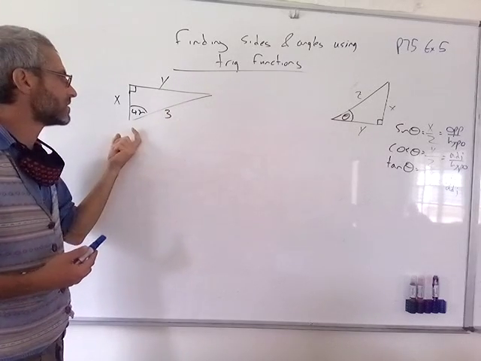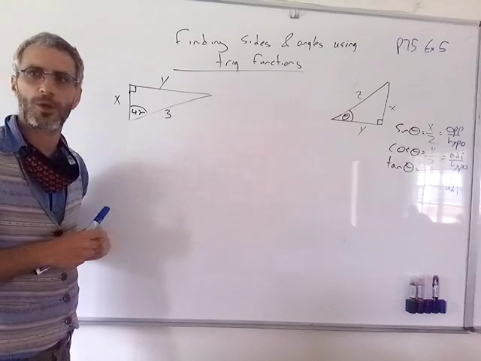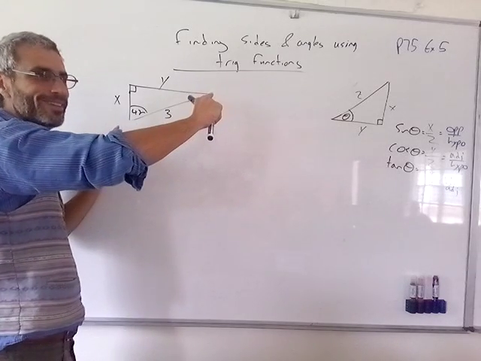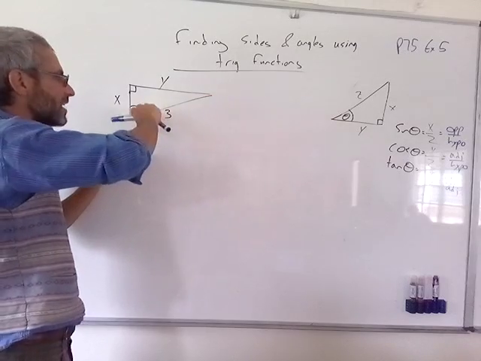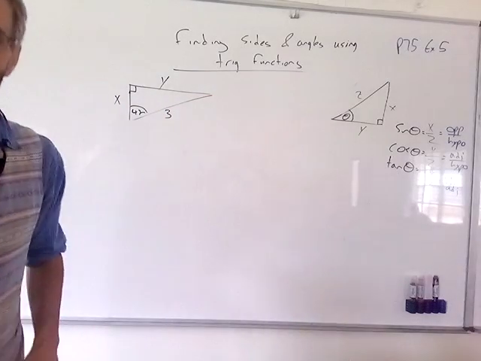If you had two sides, you could find the third using what theorem? Pythagoras. But now, having just one side and an angle, we can figure out the rest. How are we going to do that? I'll just pause here for a second.